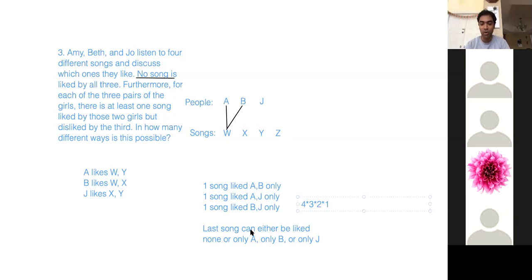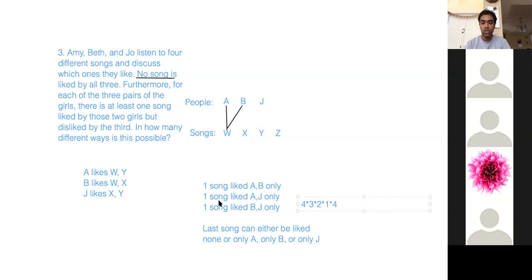Now the last song, we said there's a few options, right? It could be liked by none of them. It could be liked by A only. It could be liked by B only, or it could be liked by J only. What do I have to multiply by? Can you repeat the question? Sure. 4. Yeah, someone said 4.